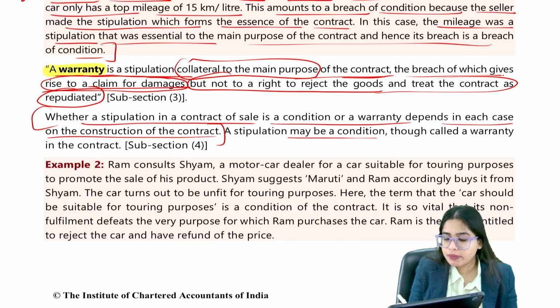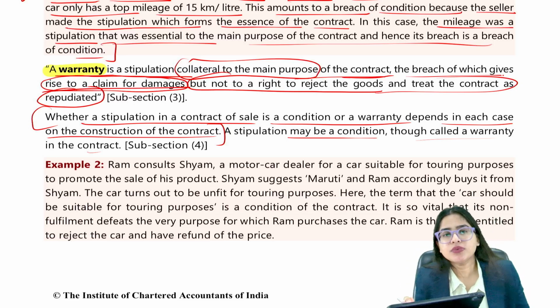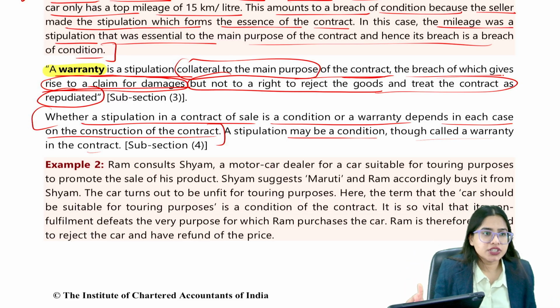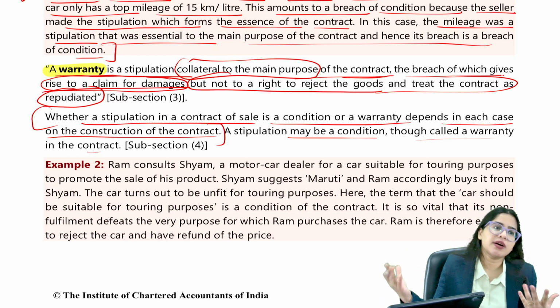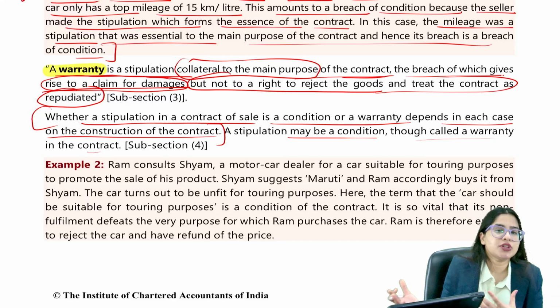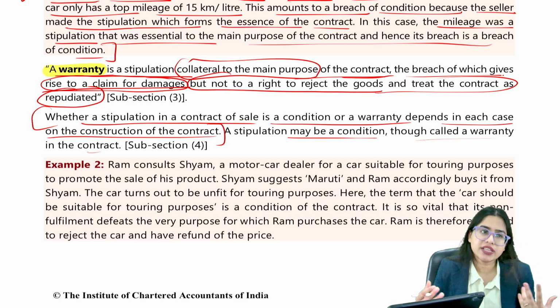So a stipulation may be a condition, though called a warranty in a contract. It depends on the terms and conditions, and on the contract basis. In each different contract, some stipulations may be conditions and some may be warranties. Whether it is a condition or a warranty differs from case to case.